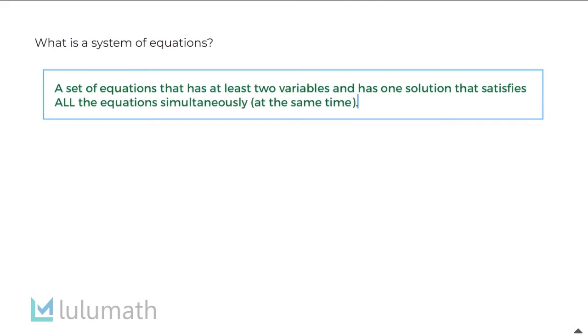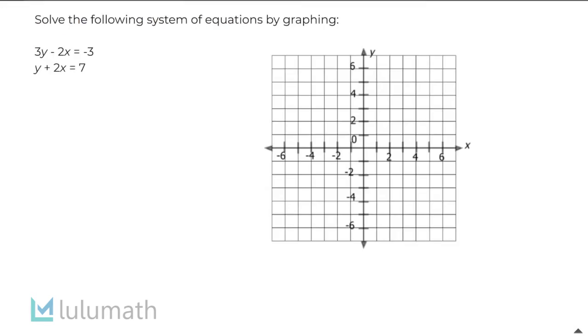Okay, so I'll demonstrate for you what that will look like in the next example. In this example here, we're asked to solve the following system of equations by graphing. If you look right here, we've got 3y minus 2x equals negative 3. I'll highlight that one in blue for you guys. And then we also have our purple one, y plus 2x equals 7.